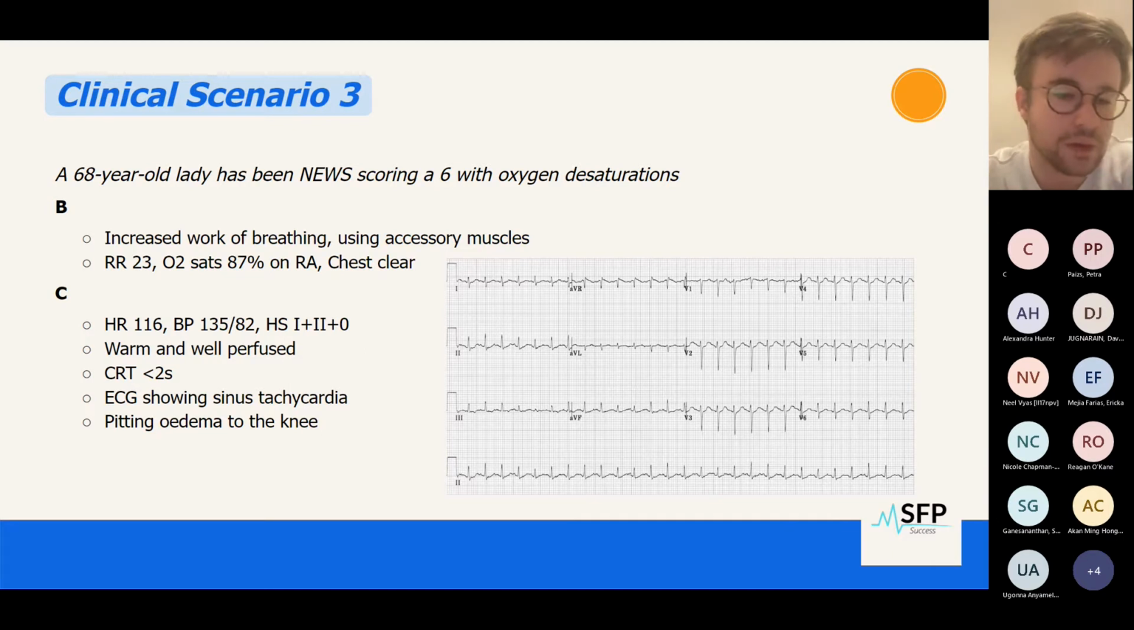She's warm and well perfused. Her cap refill is under 2 seconds. Her ECG shows sinus tachycardia. If you just ignore the rate of the ECG, I couldn't find one that wasn't. I think that shows about 150 beats per minute. And it's also worth noting, we can think about it later on, that there's pitting edema present up to the knee.